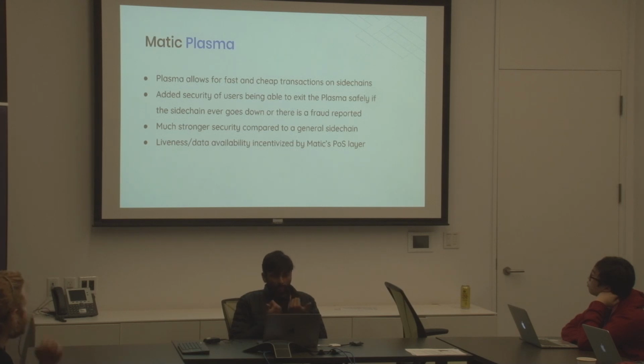Why are we using Plasma? Because it's very secure, and if the whole sidechain fails, you can go on the Ethereum chain and get your data out of it. We also have a proof-of-stake layer with multiple validators, so we don't operate on a single operator. It means we have good liveness and data availability for our data on the sidechain. So even if one or two validators go malicious, your data will be secure, and you don't have to exit from the Matic chain.